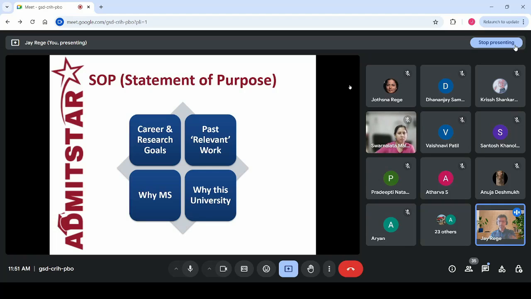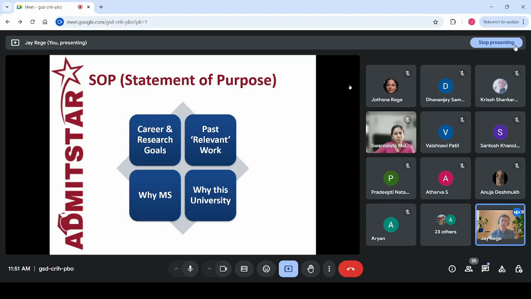So the SOP should basically cover these four factors. First of all, why do you want to pursue a master's? Why do you want to do an MS? What aspects about your profile, which is basically your past experiences, it could be work experience, it could be your academic experiences, are relevant and aligned with your master's degree.